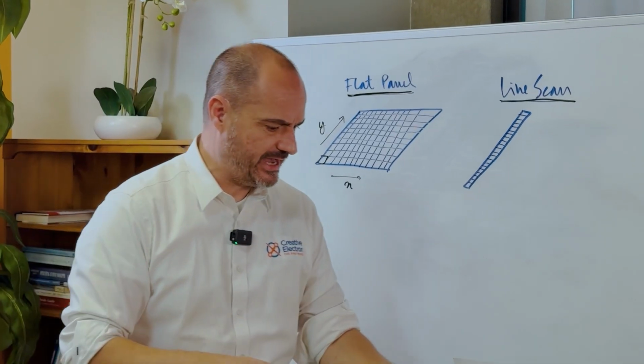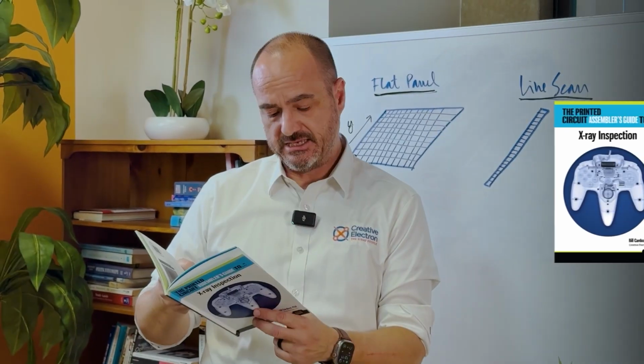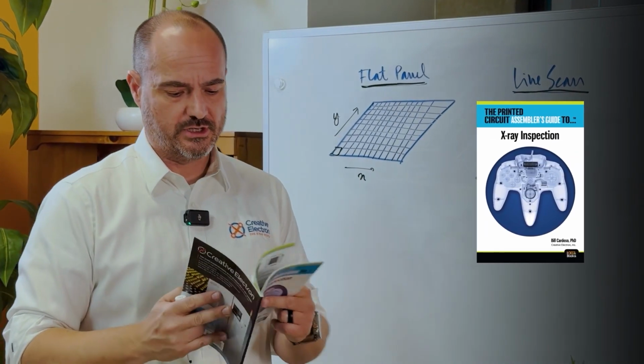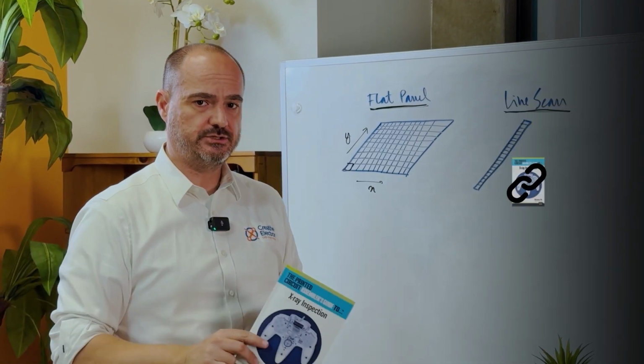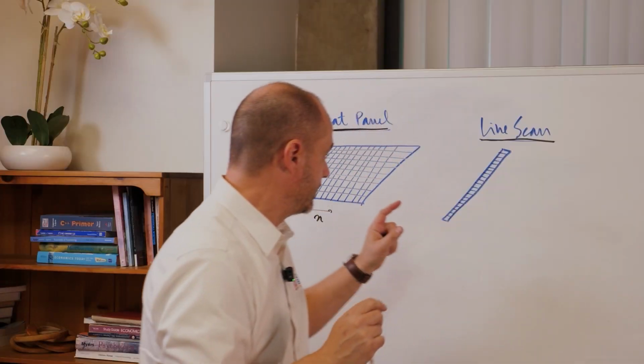For more information, by the way, you have all this in our X-ray inspection book. Page 12 talks about it, and then we have some more imaging parameters in other parts of the book. So I highly recommend you download this. Tony is going to put the link to download the book here in our comments. But let's go back here.